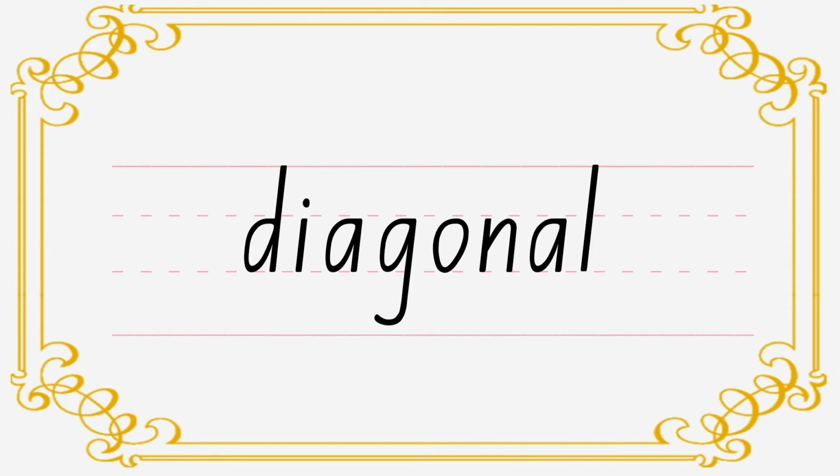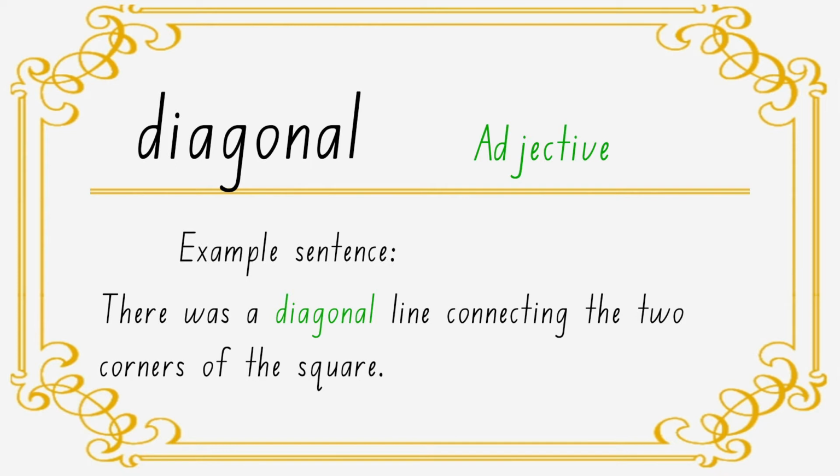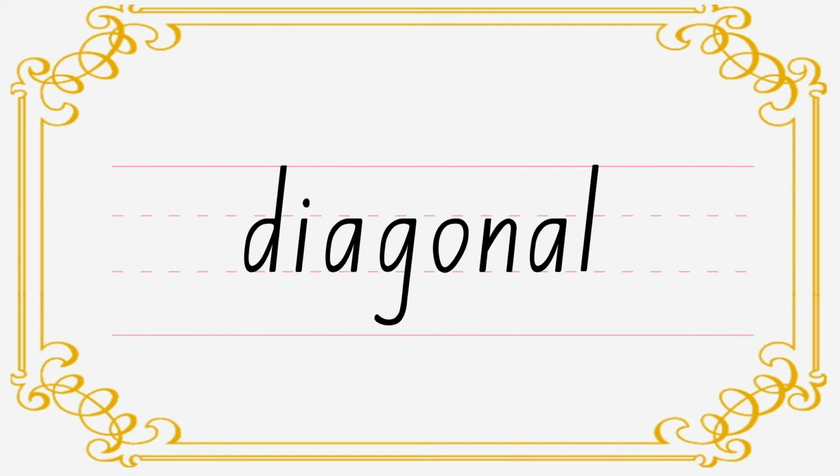The next word is diagonal. Diagonal is an adjective, and it means joining two opposite corners of a square, rectangle, or other straight-sided shapes. You can also use this word as a noun too, but when used like this, it's like a line that's diagonal.